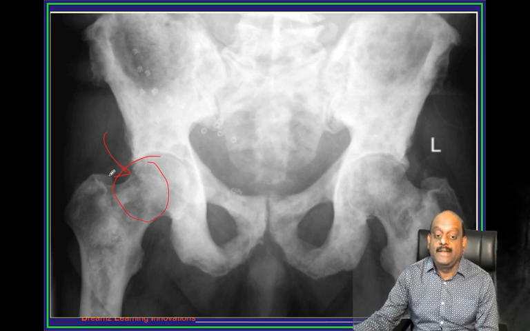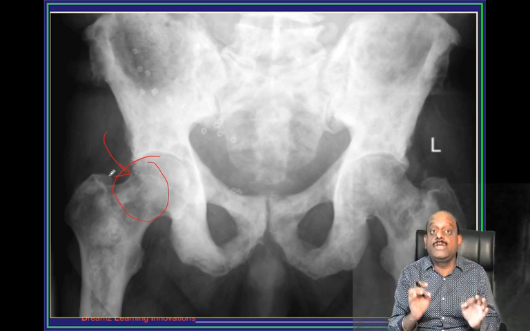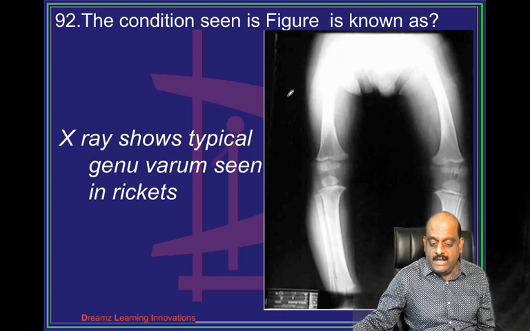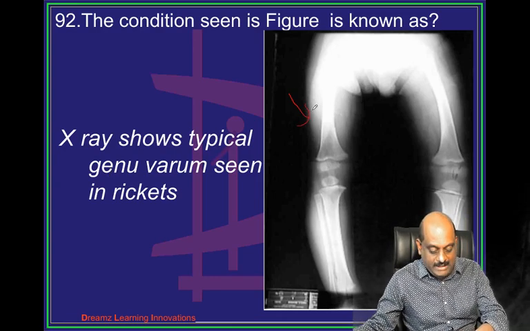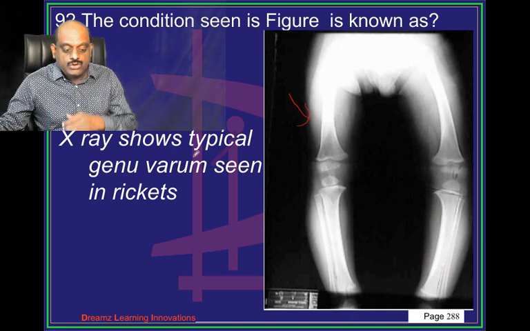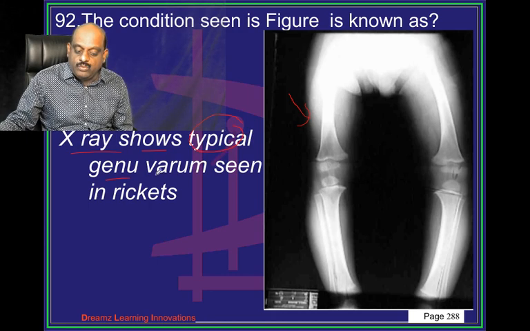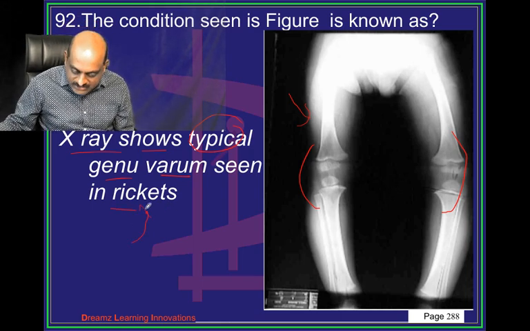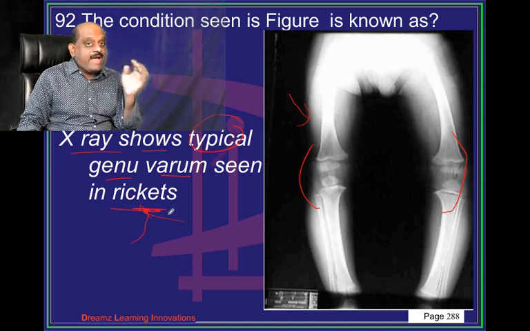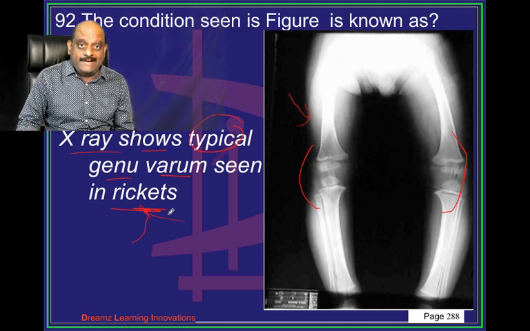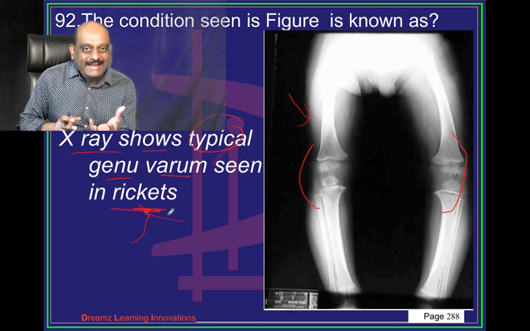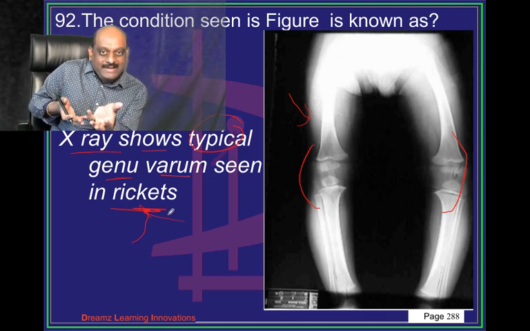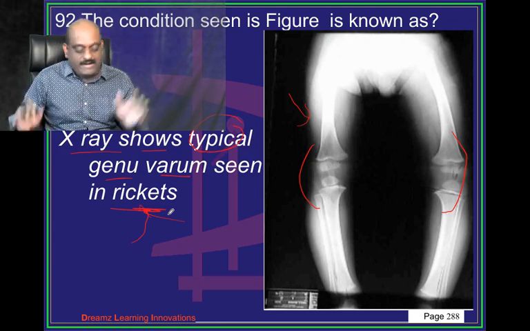So doctor, these are the classical radiographs of osteosclerotic metastasis. That is what you need to remember. What is this condition being shown in the figure? One of the favorite questions of the examiner. The x-ray is showing typical genu varum, not valgum, varum, in case of rickets. Very good. Once more, doctor, genu varum, what are the five causes? Favorite question. And for those who wear shoes, is the outer border or the inner border increased in the shoe? All this funda in orthopedics, you have to be very good with, doctor.